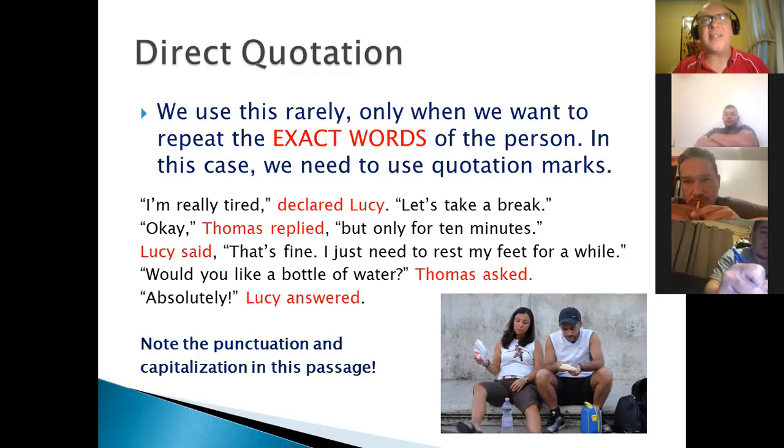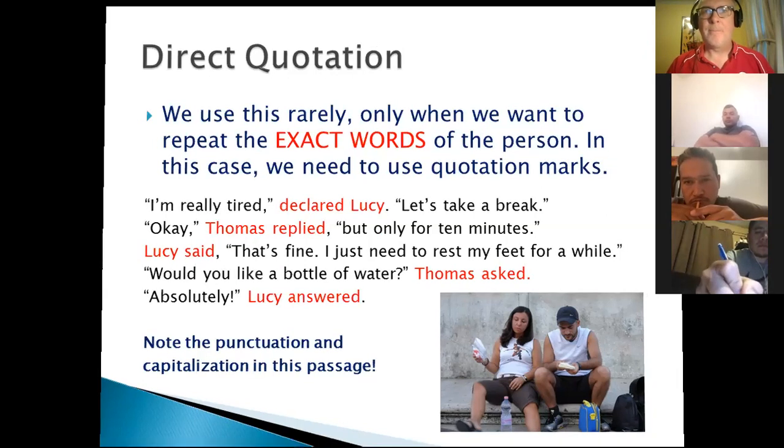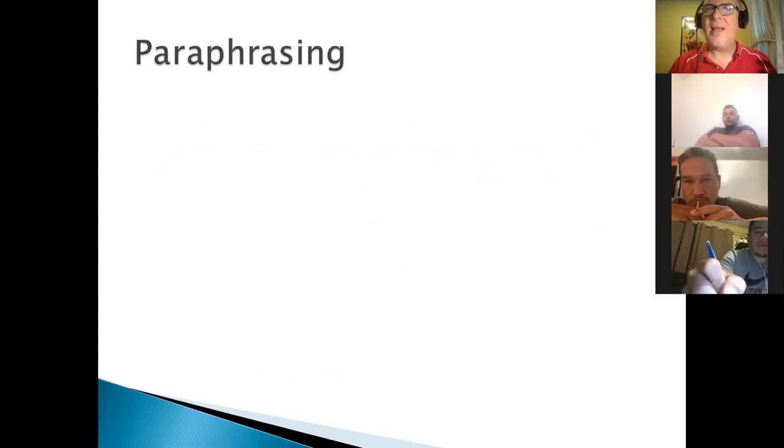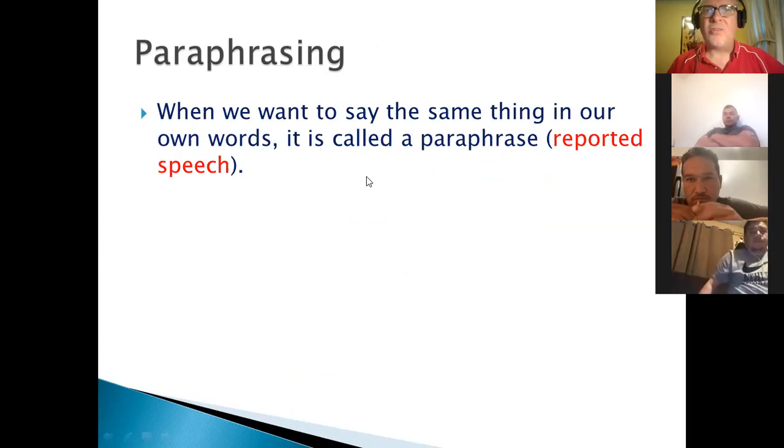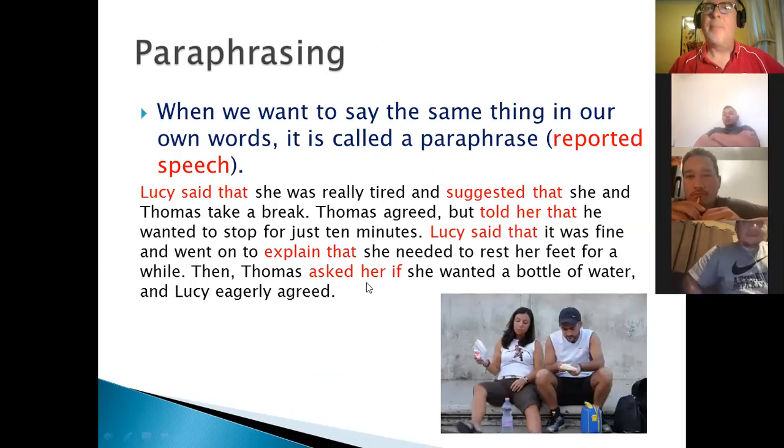All right, now let's look at the same thing in a more normal way, where we call it a paraphrase. Paraphrase means I'm saying what they said, but it's not the exact words. It's called a paraphrase, or sometimes we call it reported speech. Look at this little story, same story, but now I'm using reported speech.